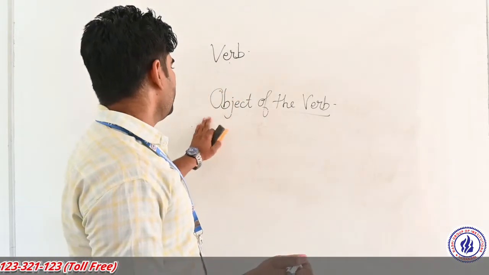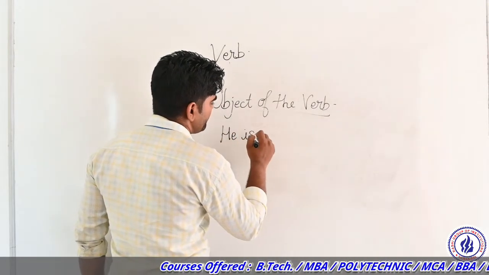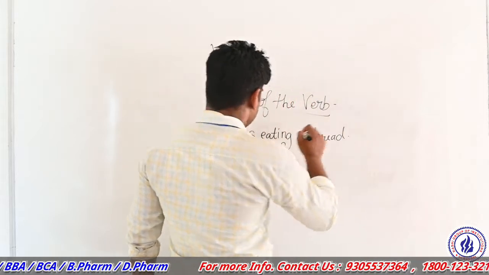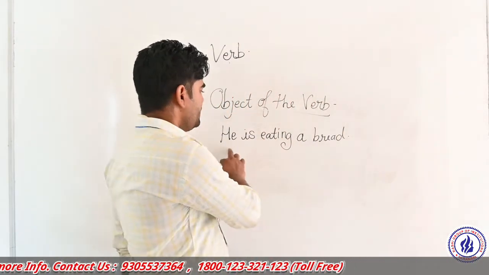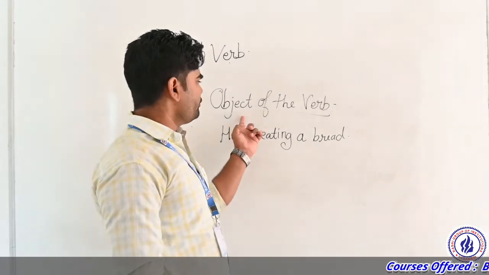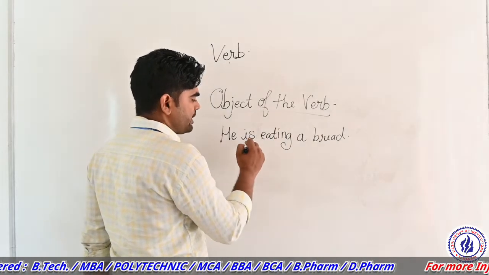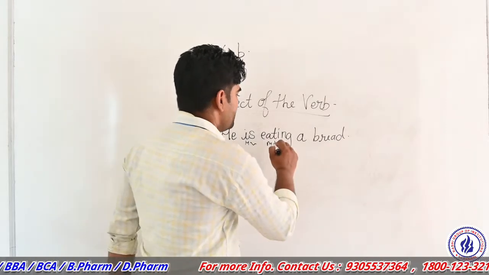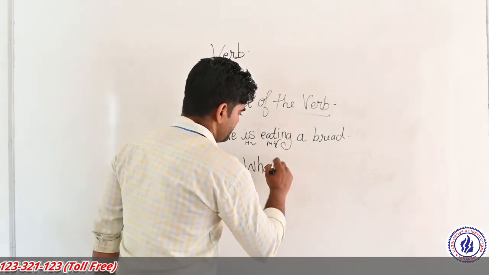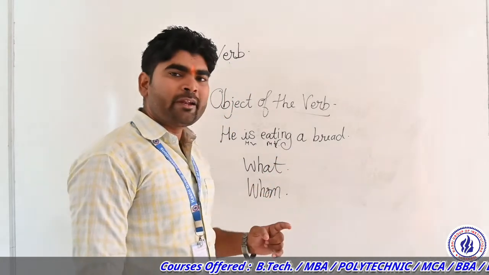Now let's see how to identify it. Suppose there is a sentence: He is eating a bread. Now you have to identify whether it is transitive or intransitive, but if you don't know how to identify the object of the verb, it is impossible. First of all, you already know this is your helping verb and this is your main verb. The object of the verb can be identified by using only two words: what and whom.